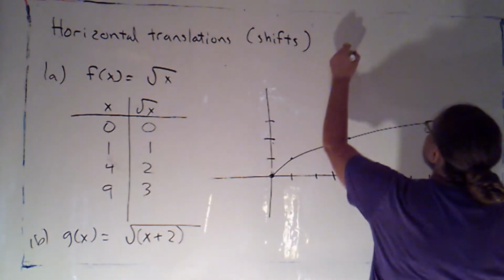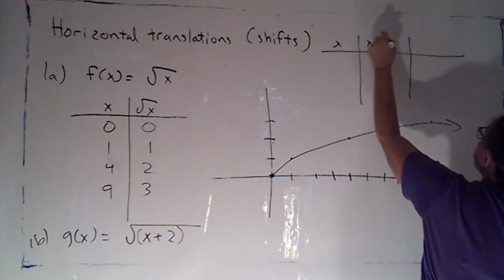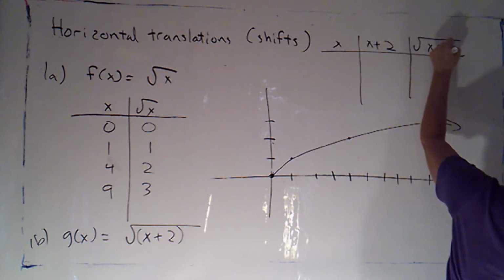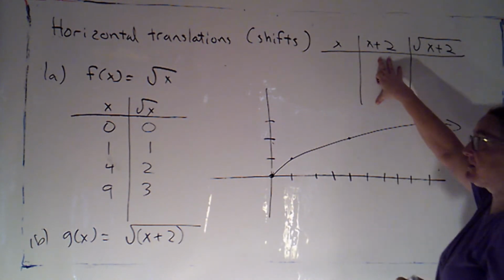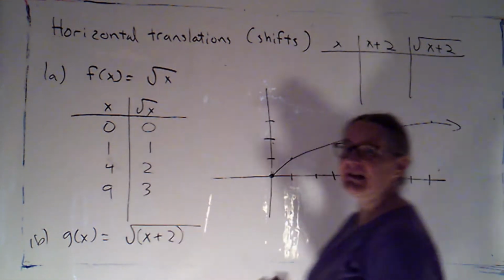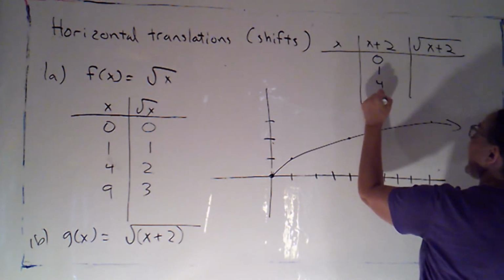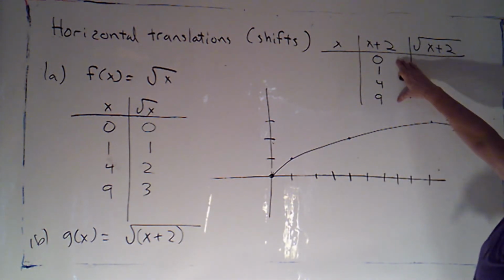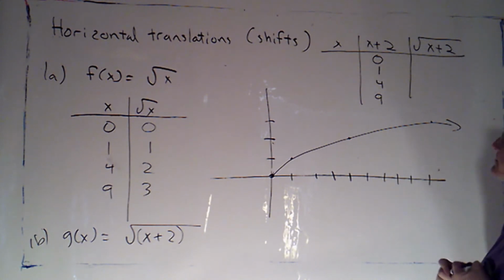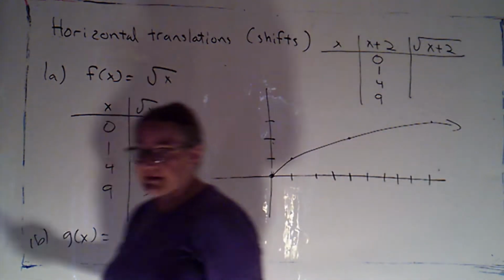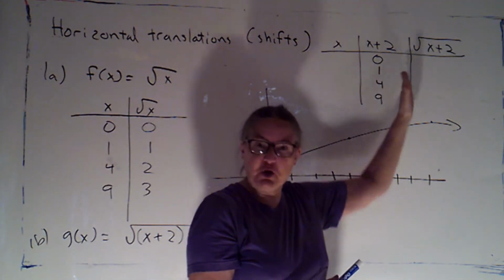I'm going to create a table where I list x, x plus 2, and the square root of x plus 2. I want the column of things I'm taking the square root of to be these nice numbers, so I'm going to make this 0, 1, 4, and 9. Then that's going to give me my nice y values. If you've got the worksheet printed out, you can see that I didn't give you the x values. I gave you the x plus 2 values.